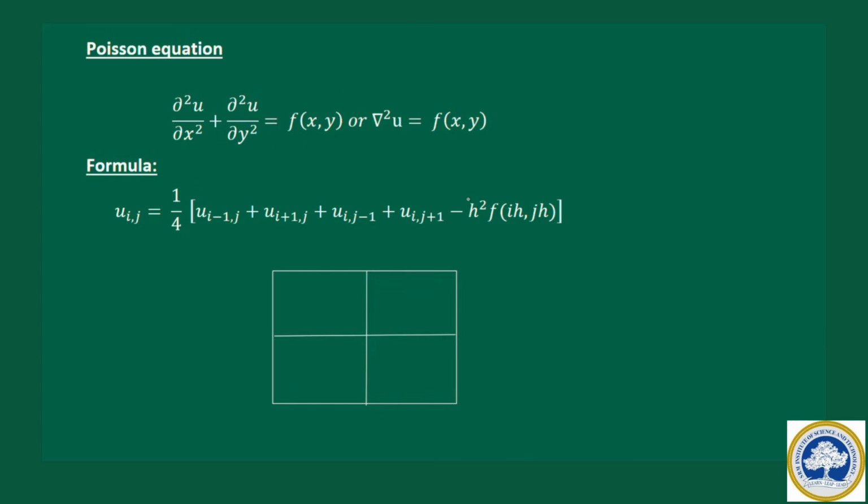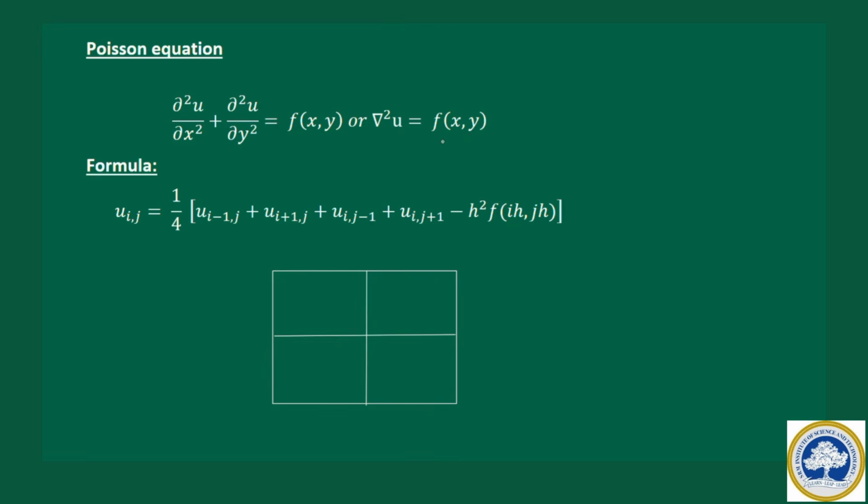In this video, let us see Poisson equation. So the Poisson equation is ∂²u/∂x² + ∂²u/∂y² = f(x, y), or we can also write it as ∇²u = f(x, y). So this is called the Poisson equation.